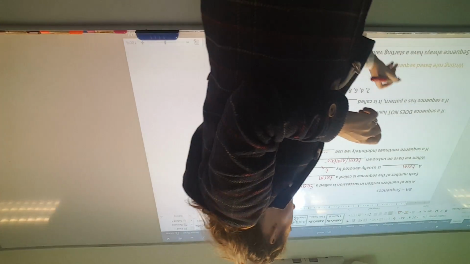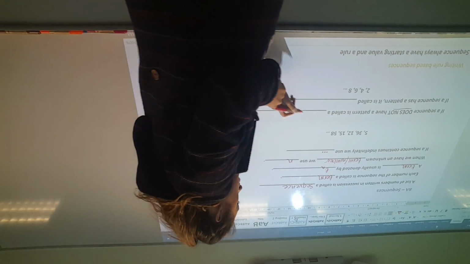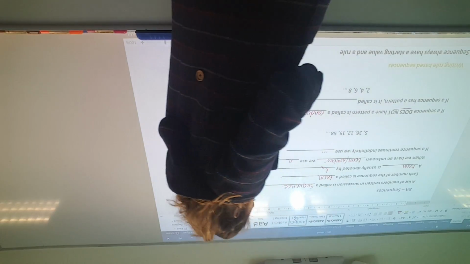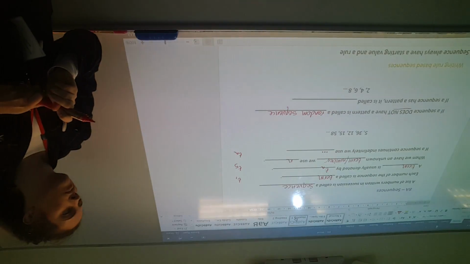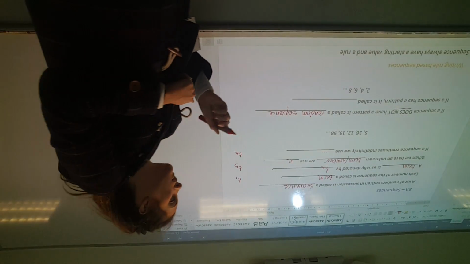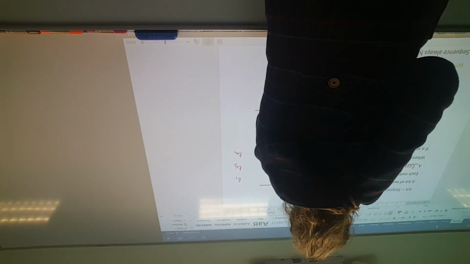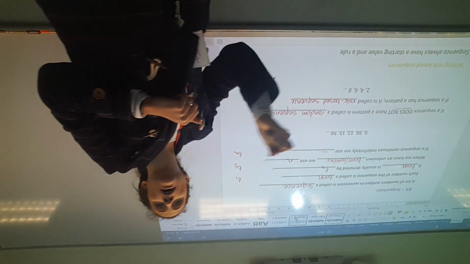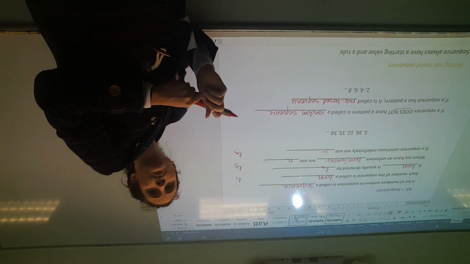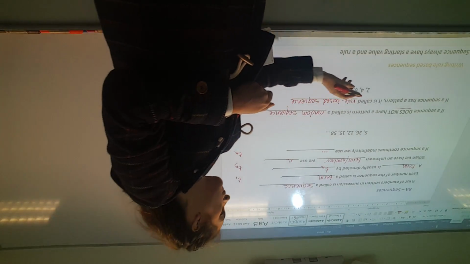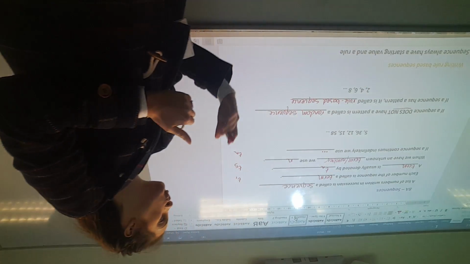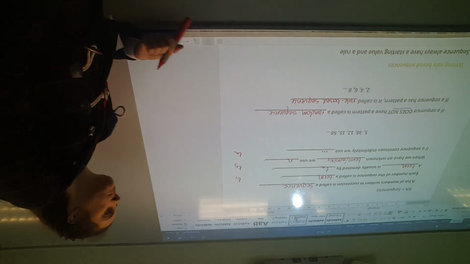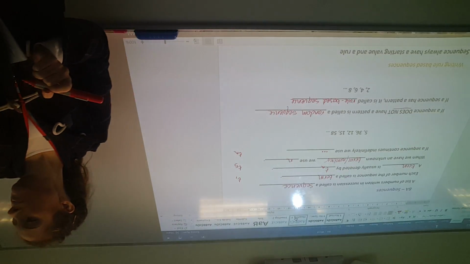Cool. All right. If a sequence does not have a pattern, it is called a random sequence. And if there is a pattern, it is called a rule-based sequence. For it to follow a pattern, it must be following some sort of rule. So if we were looking at this sequence here, 2, 4, 6, 8, what would be the rule to get to the next number? Plus 2. Yeah, add 2. Yep, so that would be the rule for it.